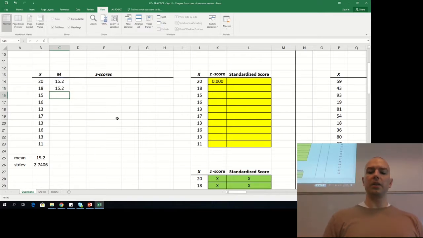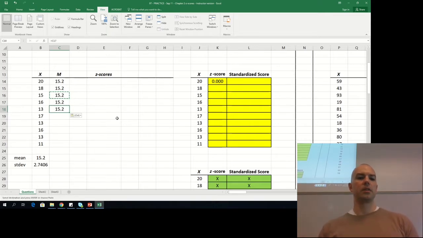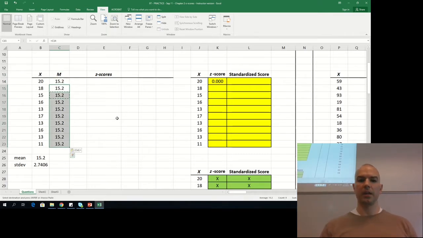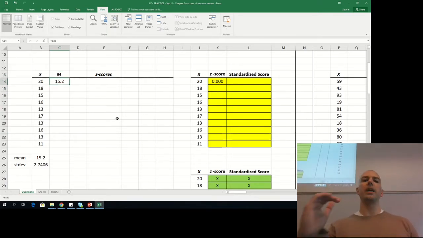Right? You then can make the third row equal to the second row. And what that function is telling you is, make this row equal to the row above you, and then you can copy and paste that all the way down, and you get yourself a nice little column filled with means. So just one more time, we got the top row, that equals the mean.